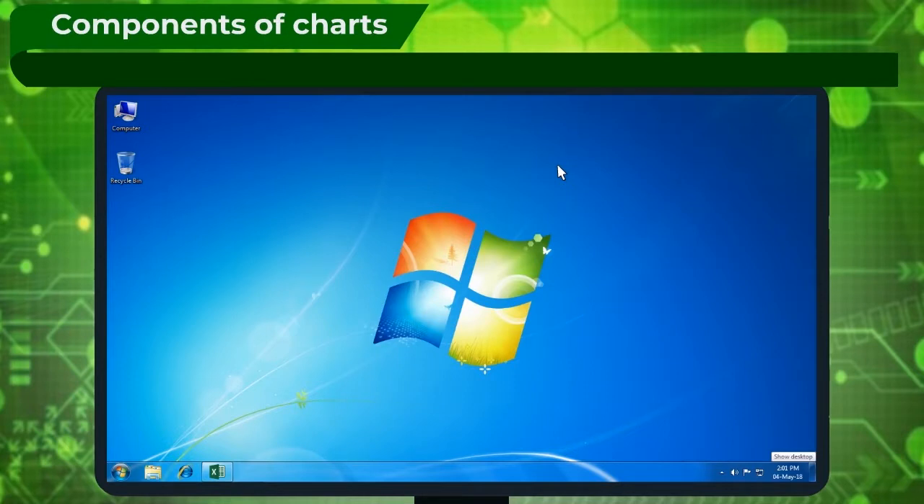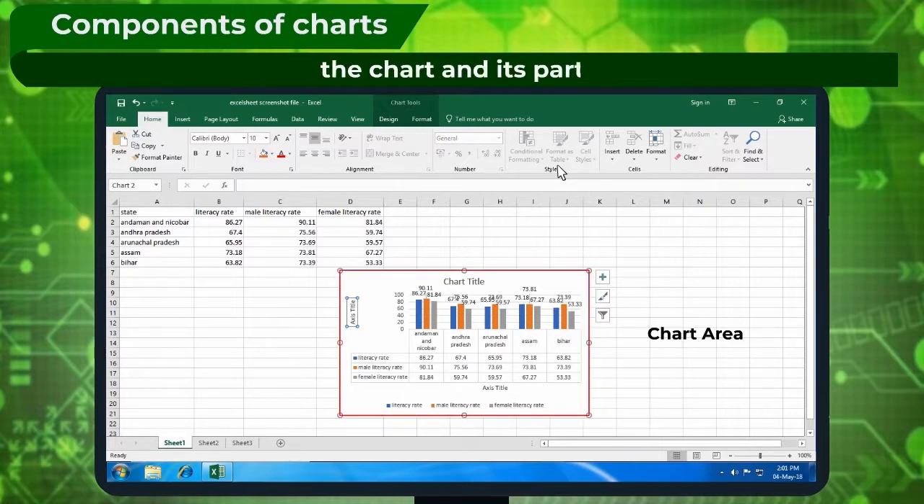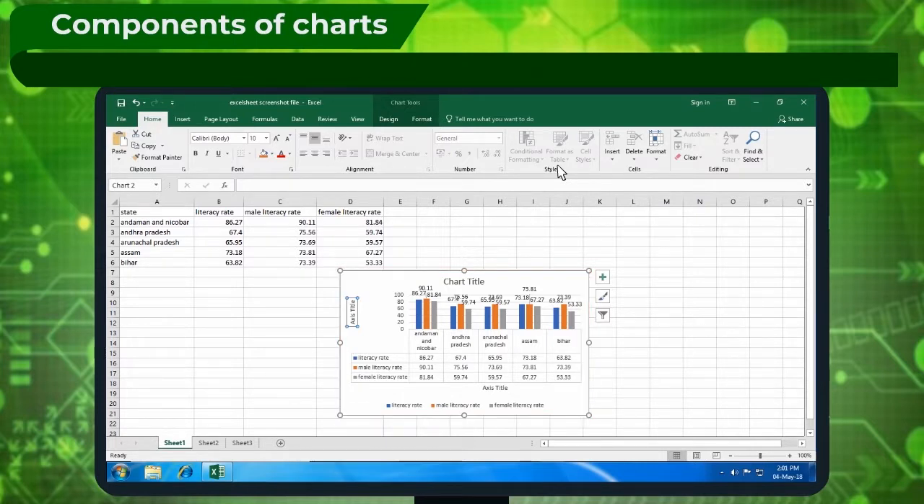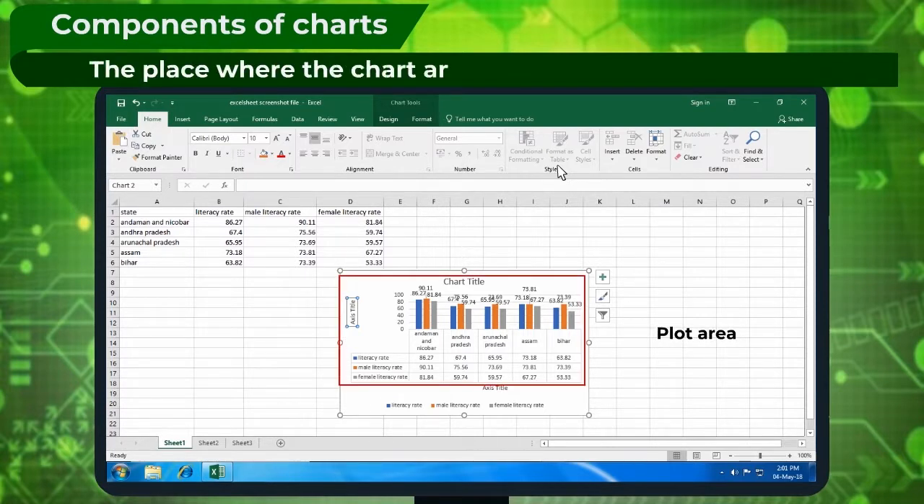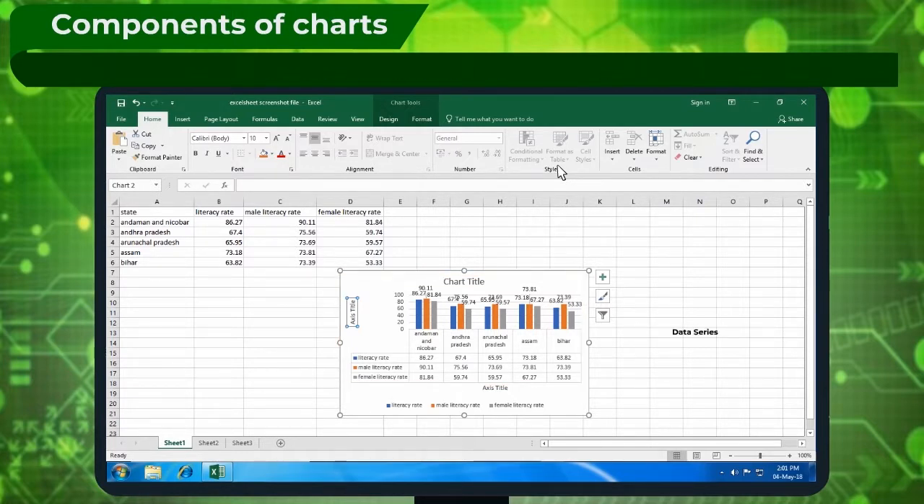Components of charts. Every chart has following components. Chart area. The placeholder which contains the chart and its parts. Plot area. The place where the chart and its components are present. Data series. The data that is plotted as chart.